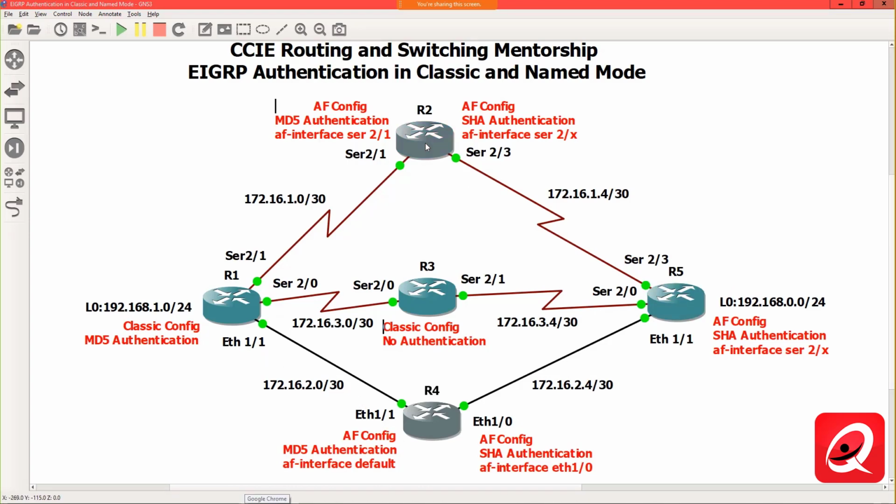So we're going to run SHA authentication between router 2 and router 5 and router 5 and router 4. And this one, well, actually we cannot do it. I was going to say we could use default interface in this particular case, AF interface default, but that would apply authentication to serial 2.0, and we're not running authentication on router 3. So that would break our adjacency between router 5 and router 3. So let's go ahead and set up our authentication for R4 to R5 and R2 to R5.